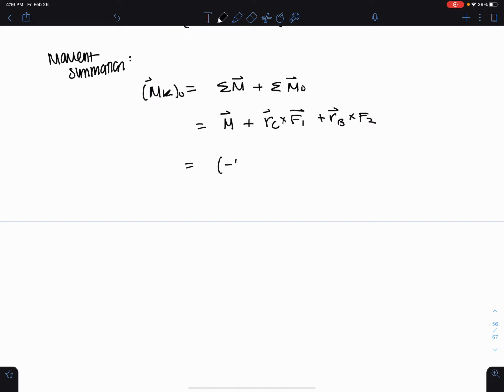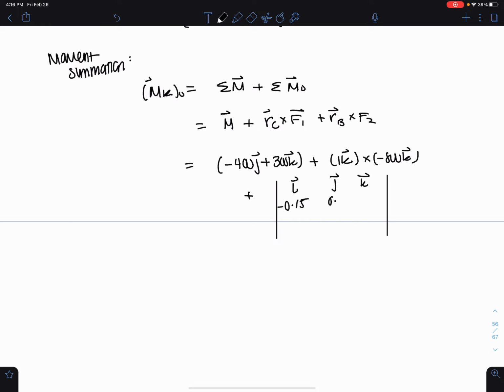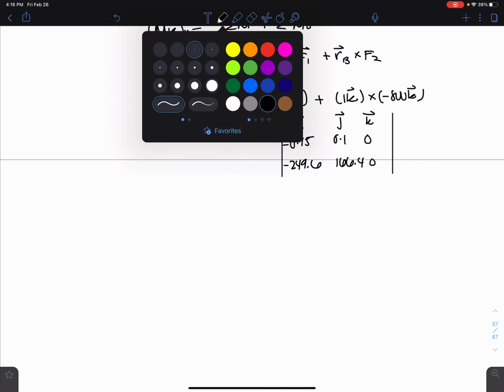I know the moment is negative 400J plus 300K, and then I have plus my 1K, because it directly acts in the K, times negative 800, and then plus this one I'll need to do the determinant for, because I have it in all three directions. Negative 0.15, 0.1, and 0, negative 249.6, 166.4, and 0.